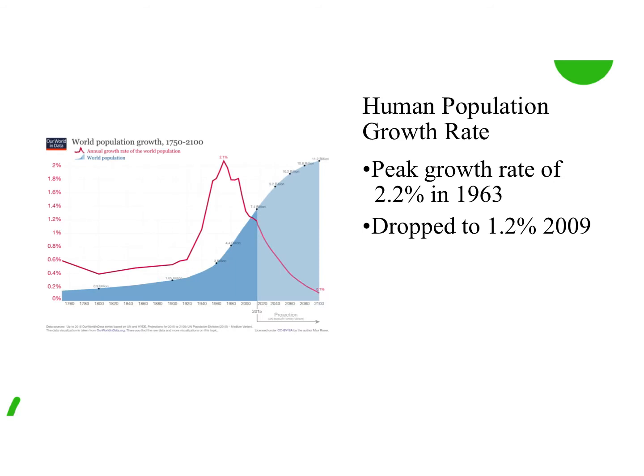So when we look at the human growth rate, we see that our peak growth rate is 2.2%, and that was in 1963. And so since then, you can see that our growth rate is actually dropping. In 2009, it was 1.2%. I believe even since then, it's dropped a little bit more, where it's just a little bit greater than 1% right now.